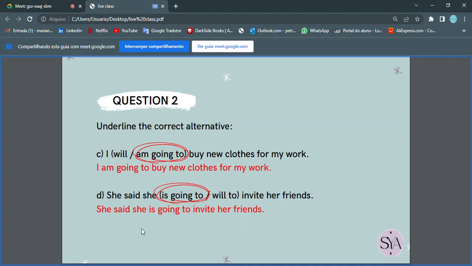The sentence: I am going to buy new clothes for work. So the person probably begins a new job and has to buy new clothes. So it's something that he is planning to do. And the last one, she said she is going to invite her friends. So it's also a planned action. That's why we need to use the going to and not the will.